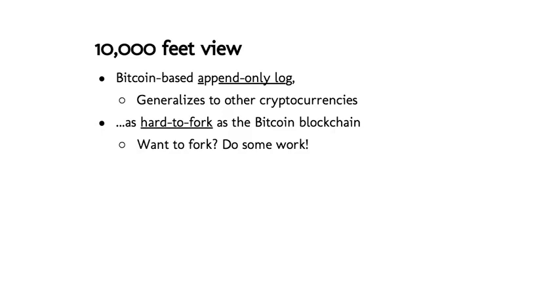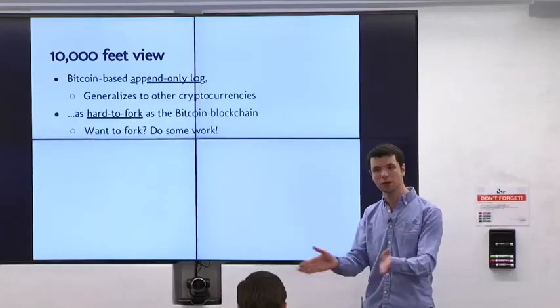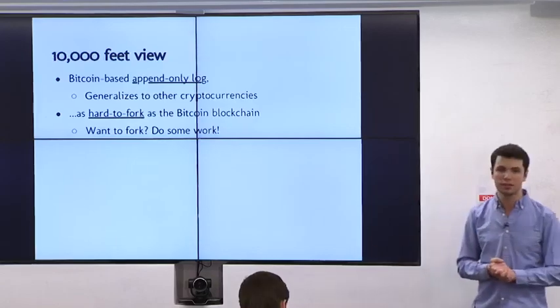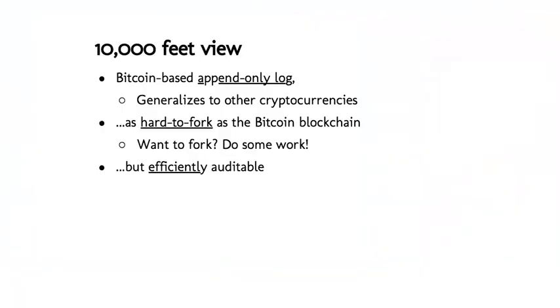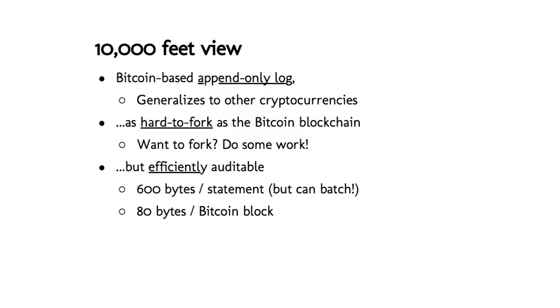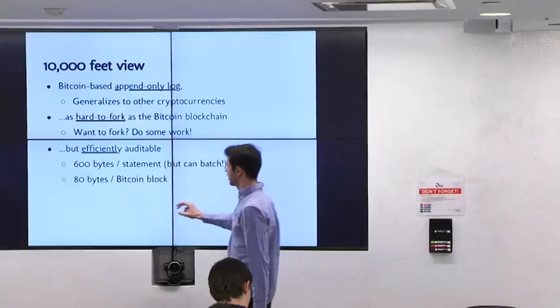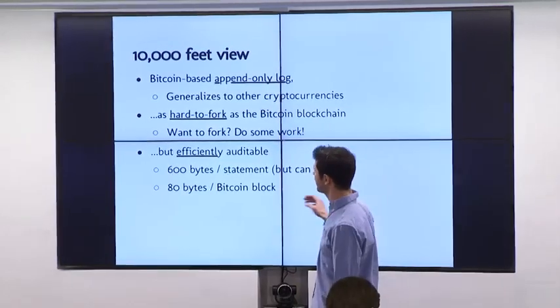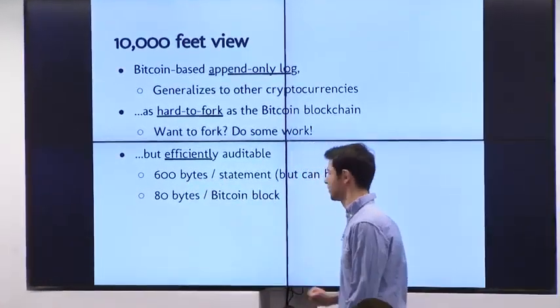And the cool thing about this Catena log that we're building is that the Catena log is as hard to fork as the Bitcoin blockchain. If you want to fork our log, you have to fork Bitcoin. However, unlike the Bitcoin blockchain, Catena is super efficient to verify. So in particular, remember I described the log in terms of the statements in it. So if you have 10 statements, each statement will be 600 bytes to audit.